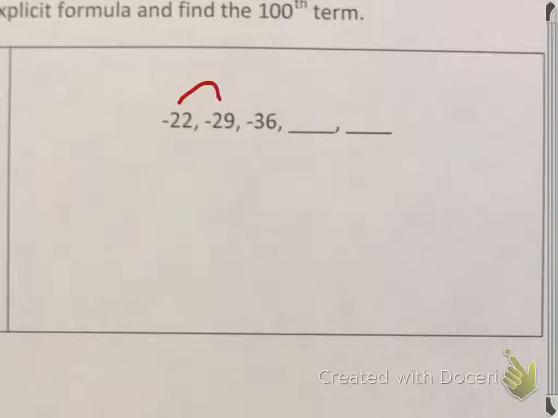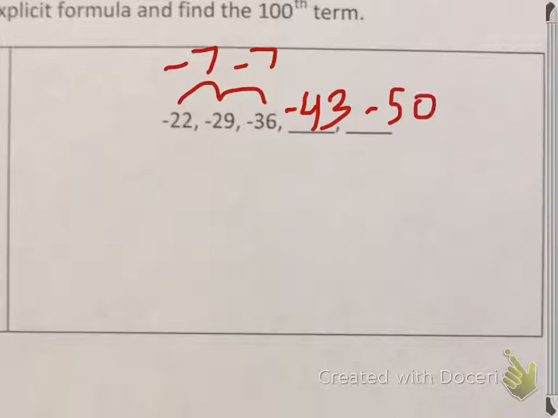So the first thing I have to do is figure out how I get from here to here to here. So negative 22, I'm going to be subtracting or adding a negative number in this case, because I'm going smaller, or further away from the 0 on the number line. So it looks like it's going to be a negative 7. And then a negative 7. So let's do negative 36 minus 7. So negative 36 minus 7 is negative 43. And then negative 43 minus 7 is negative 50.